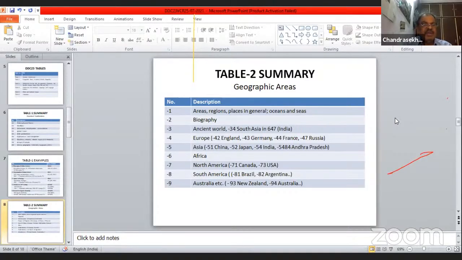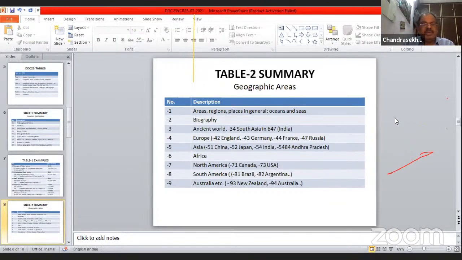6 is Africa, 7 is North America, 7-1 Canada, 7-3 USA. In between there is Mexico, Brazil, something in there. New Mexico is there. So 8 is South America, 8-1 Brazil, 8-2 is Argentina. 9 is Australia, 9-3 New Zealand, 9-4 Australia. Now the Australia and other Pacific Islands, something is there under 9. So these are basically the geographical areas.